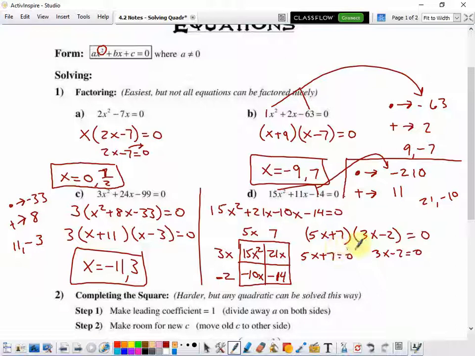So I move that 7 over and divide. I get x equals negative 7/5. I move this 2 over and divide. I get positive 2 over 3. Okay, so that is how you solve a quadratic by factoring. In the next video, we will solve by completing the square.